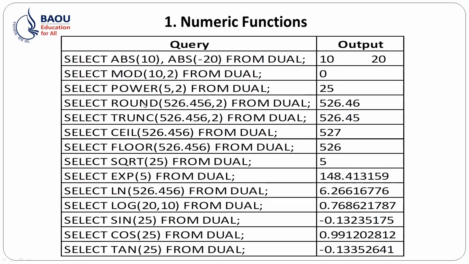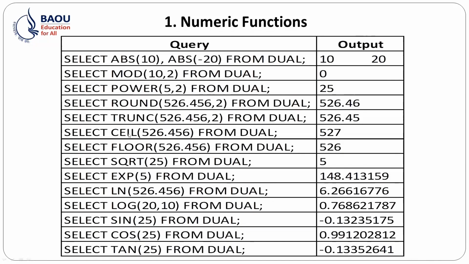The round function is used to round up to 2 digits. After the decimal point, 2 digits are displayed, that is 526.46. It is rounded. Now the truncate function also displays the number without rounding. But here 2 is given, so after the point 2 digits are displayed.